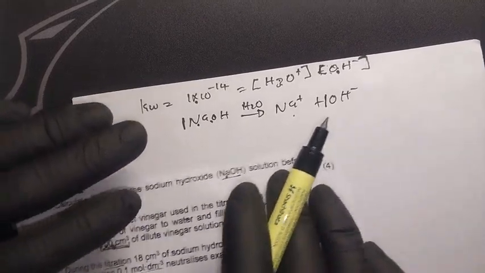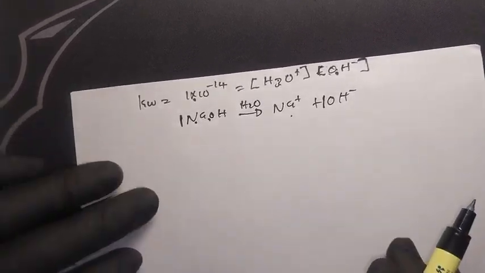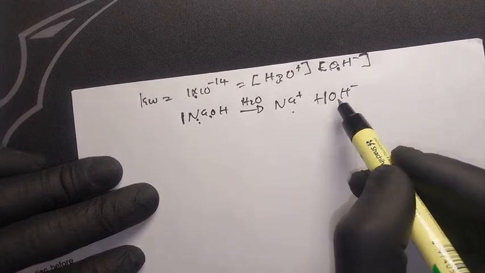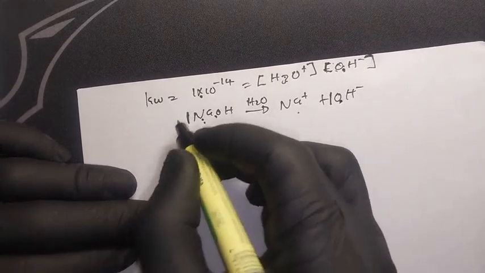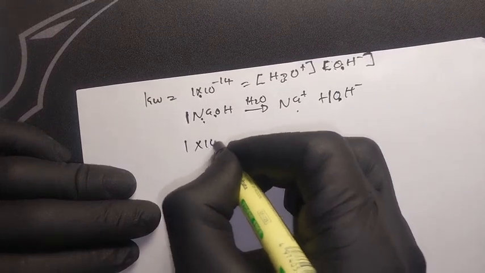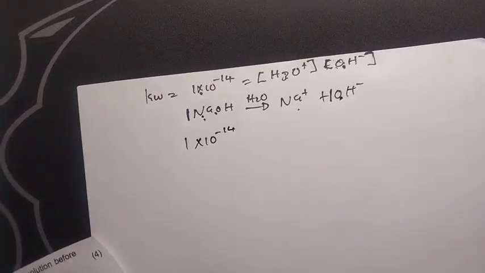Once you know the concentration of this one, you already know the concentration of this thing, because it dissociates completely. Which means we're going to say 1 times 10 raised to negative 14, and then, sorry.